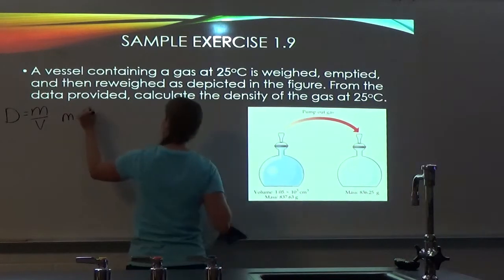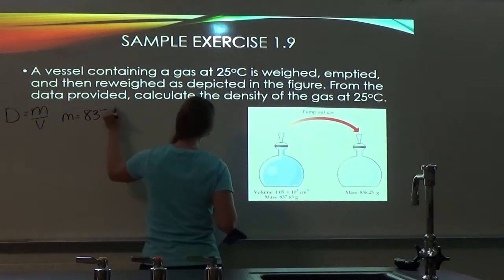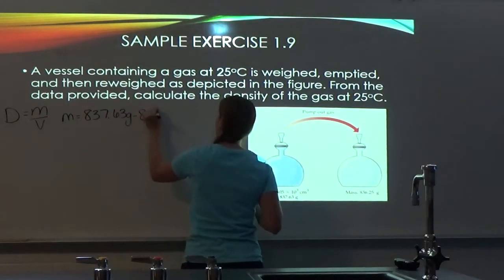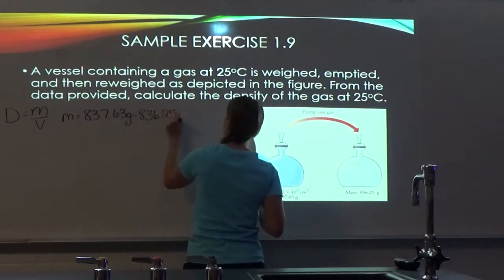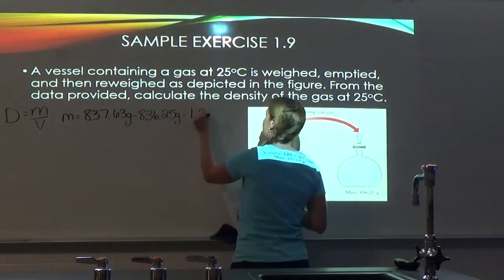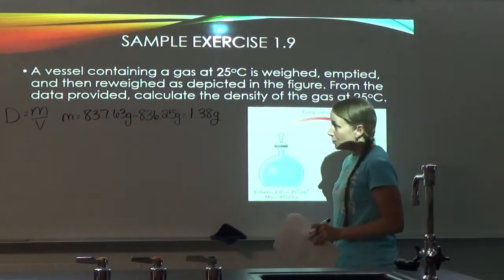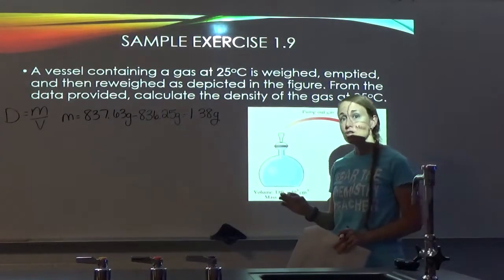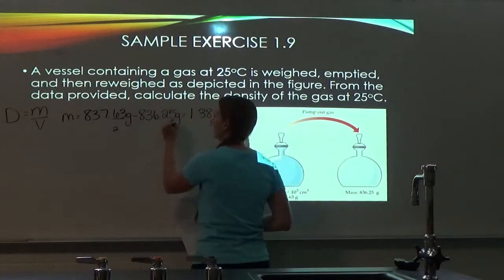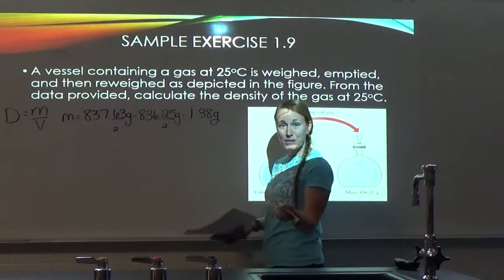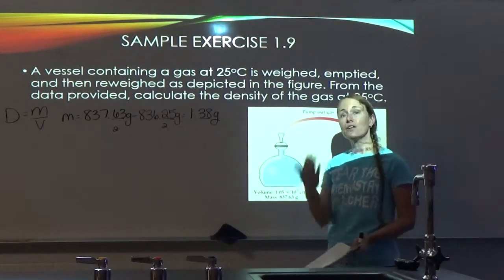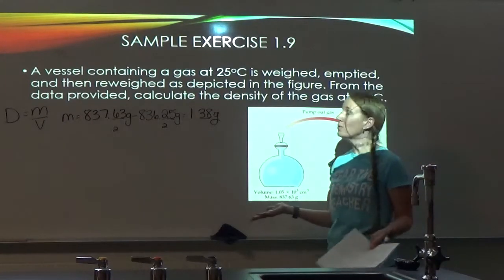So our starting amount is 837.63 grams minus the empty container, which is 836.25 grams. So I'm going to subtract first. When I subtracted, I got 1.38 grams. Since I'm subtracting, my answer needs to follow decimal places. This number has 2 decimal places. This number has 2 decimal places. That means my answer should have 2, which it already does. So I don't have to round this number. And see, that's the thing with significant figures. Sometimes you don't need to round.